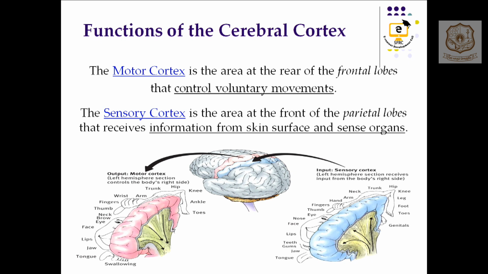Next is your sensory cortex. It is an area at the front of the parietal lobe. After the motor cortex, there lies your sensory cortex. Girls, got it? This is the front of the parietal lobes that receives information from the skin surface and the sense organs. You can see the structure here.